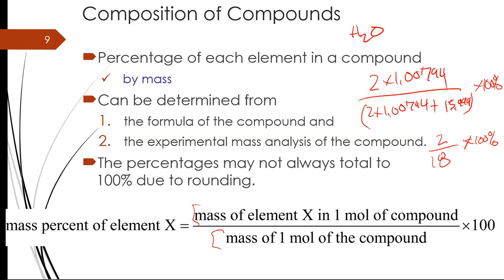And so if we had done that math and kept those values, we would get something like 11.19%. It's 11.90% if we're looking at our sig figs. And that's how much of the mass of water is made up of just the hydrogen.